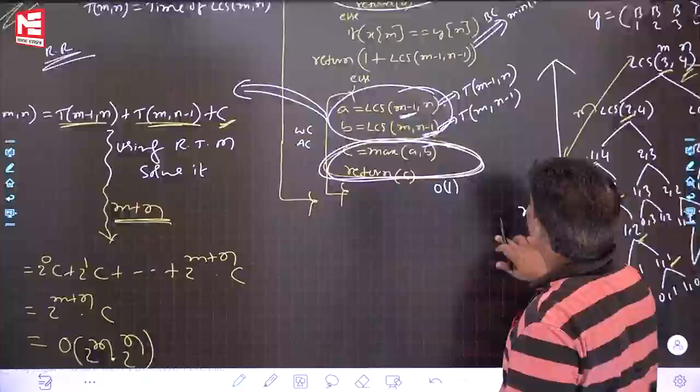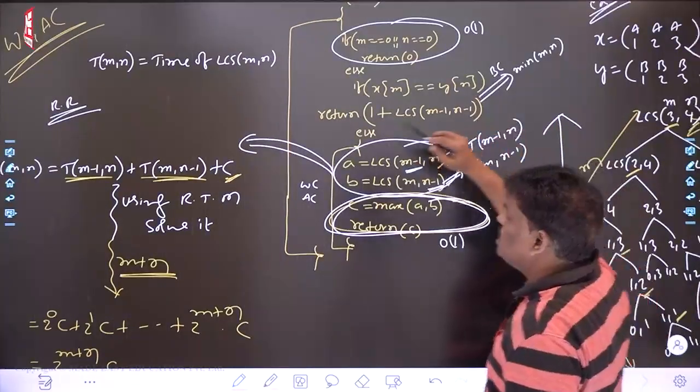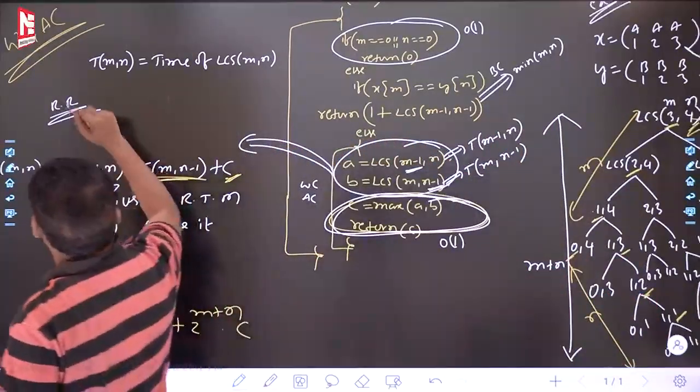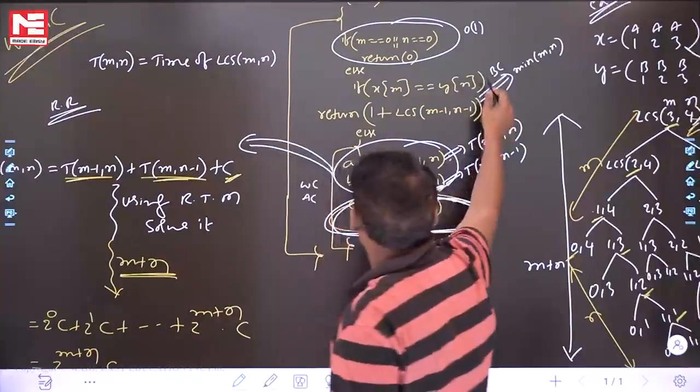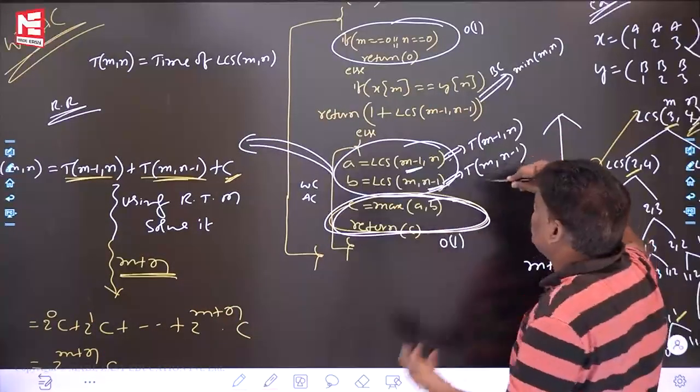Best case, minimum of m comma n. This recurrence relation, whatever I am going to write, is for worst case and average case. This is for best case. And one more interesting answer.